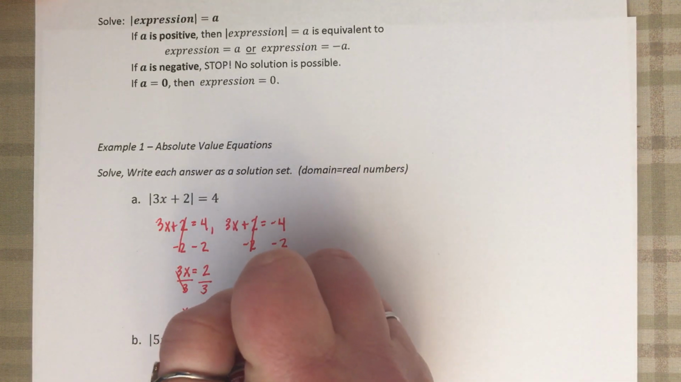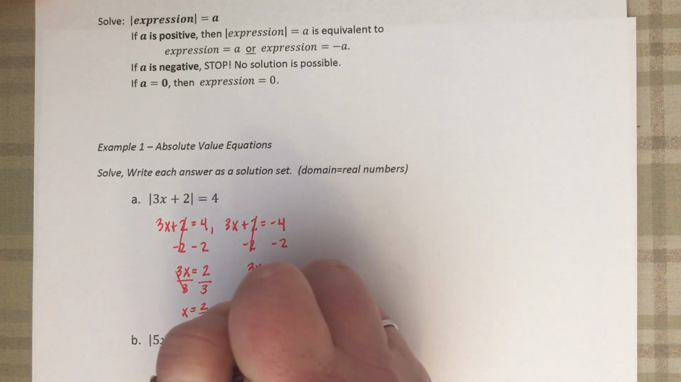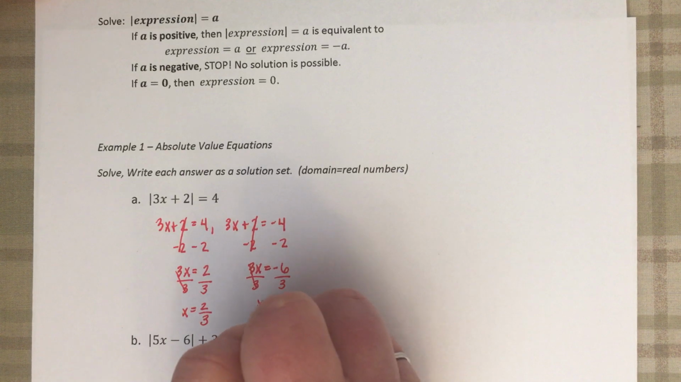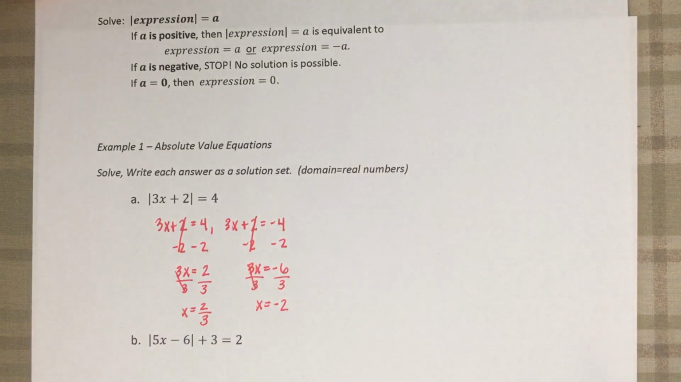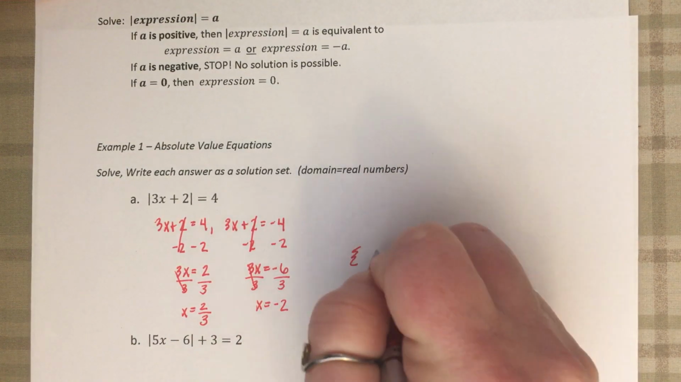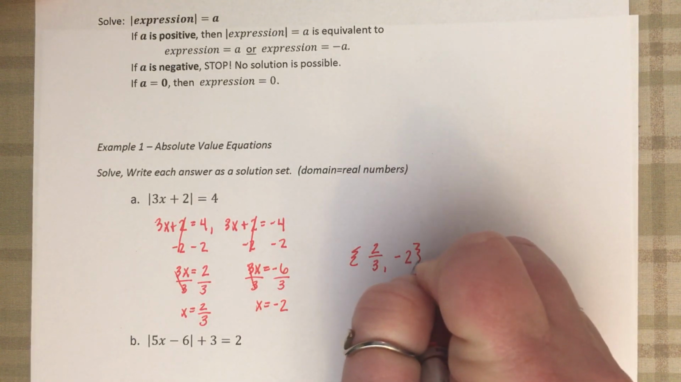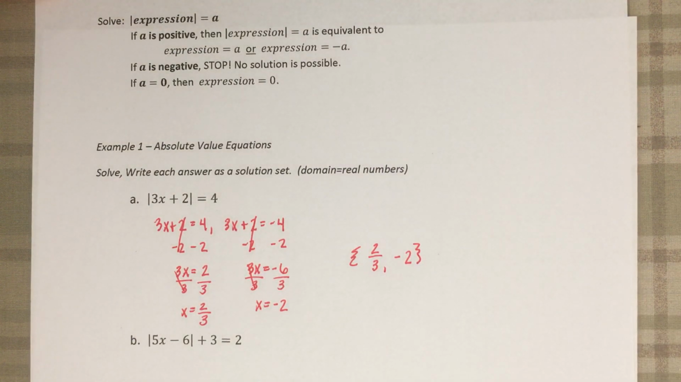Subtract 2 from both sides, 3x equals negative 6. Divide by 3, x equals negative 2. Both of these answers are real numbers, so our solution set is going to contain a positive 2/3 and a negative 2.